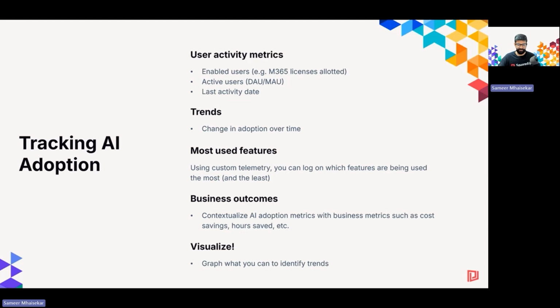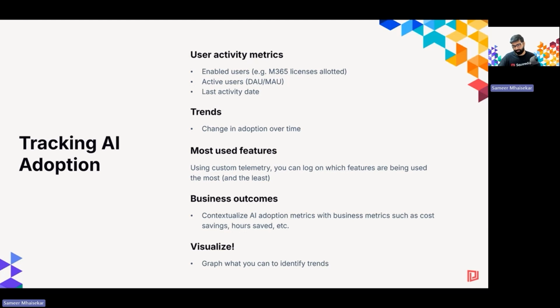One of the most insightful metrics is feature usage. With custom telemetry that we talked about earlier, we can actually log which features are being used the most, especially if you're using your own custom app, and on the flip side, which ones are not being used at all. So this will help us understand what's driving more value and where we might need to invest in training or improvements and such.